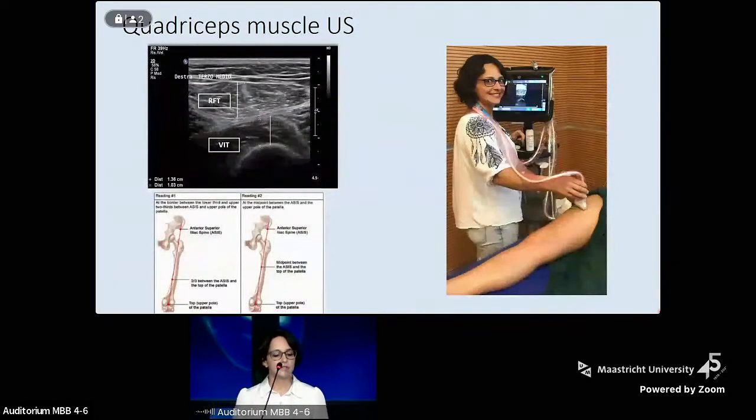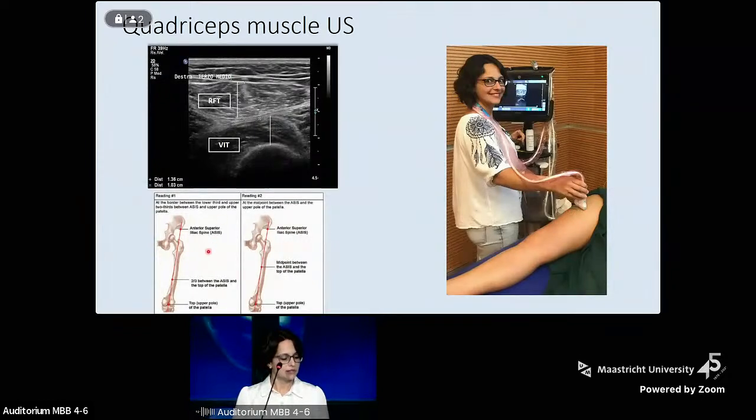So we developed this methodology of quadriceps muscle ultrasound, in which, in this figure, you can see the rectus femoris muscle, and below you have the vastus intermedius muscle. And this is the image that we obtain by applying the linear array in the quadriceps of the patient.